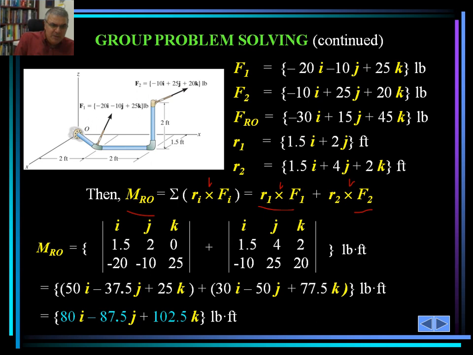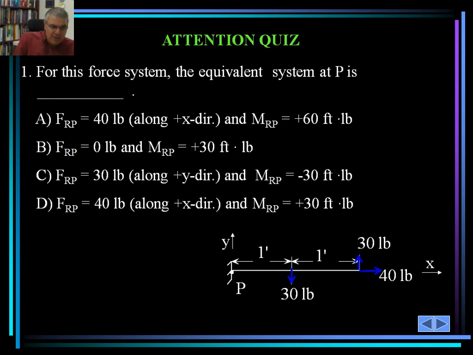For the cross product of r sub i and F sub i, we set up the matrix with i, j, k. This row is for r sub i, and this is from the force, the i and j components. The same thing here, and we would take the determinant of that. The zero forces would really help us. As such, we get the determinant, and note that all the i, j, and k terms would be added together, and M sub Ro is expressed as 80i minus 87.5j plus 102.5k pound foot.